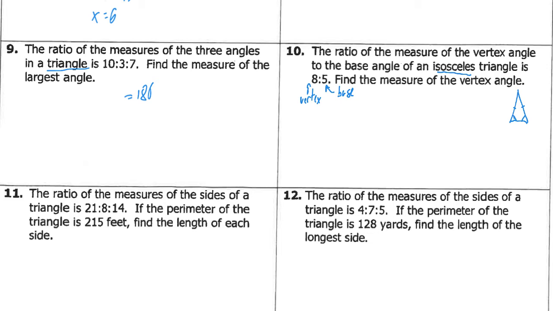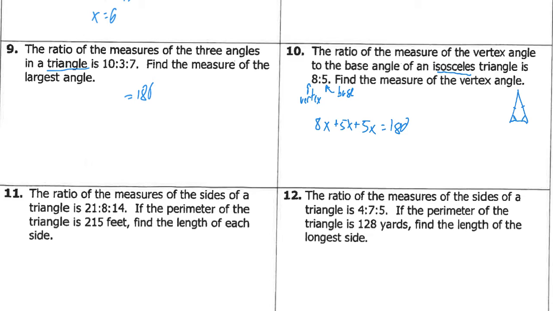So that tells us that there will be two 5s and one 8. So you'd have 8x plus 5x plus another 5x, because there are two base angles, equals 180. Then from here you solve it very much like normal. It's asking find the measure of the vertex angle. So remember, the vertex angle will come first because order is important with ratios. Okay.